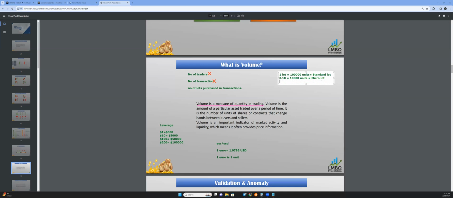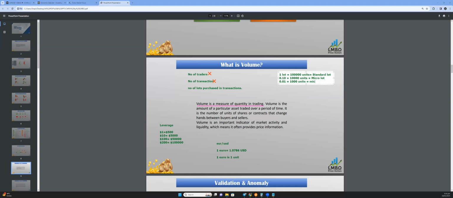And if I want to purchase a tenth part of this 0.1 again, yes, I can purchase 0.01. That is equal to 1,000 units, the minimum I can purchase in any currency, and that is called the micro lot. Okay.